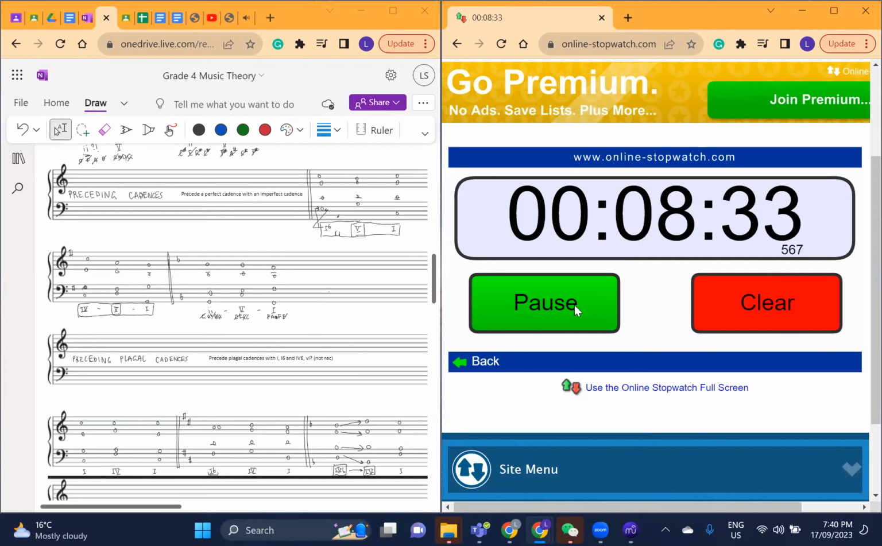No, only two. 6 chords, 2 cadences. A chord and a cadence are 2 different things. This is a cadence. This is a chord. Chords make up a cadence, kind of like how words make up a sentence.